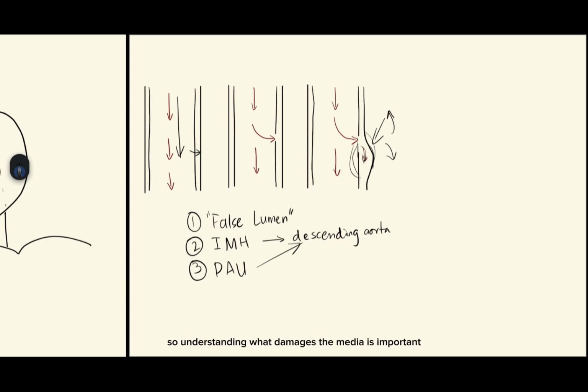So understanding what damages the media is important. First is mechanical stress. This is generally a chronic process. Hypertension is the most common risk factor present in the majority of these patients. High pulse pressure and shear stress at the aortic wall lead to mechanical fatigue of the medial elastic fibers, leading to degeneration and increased susceptibility to tear.